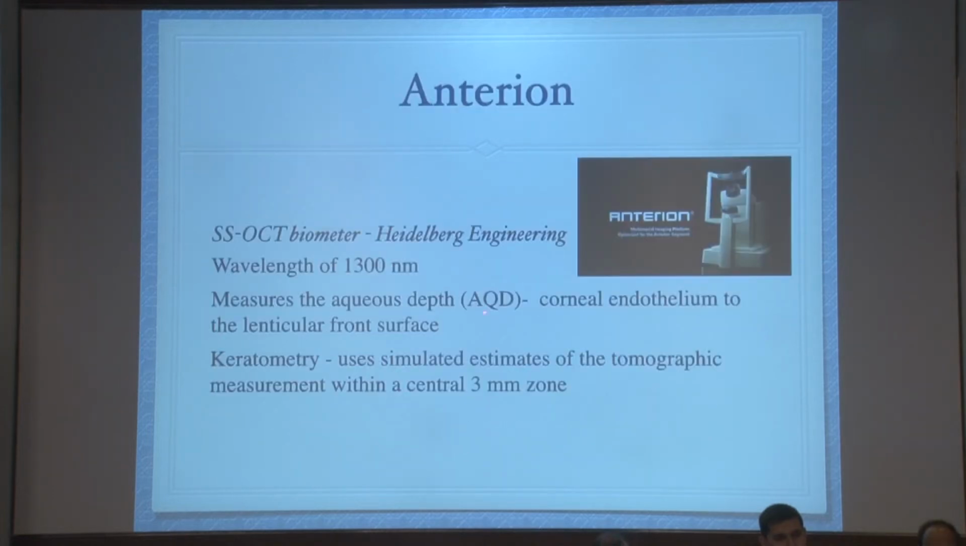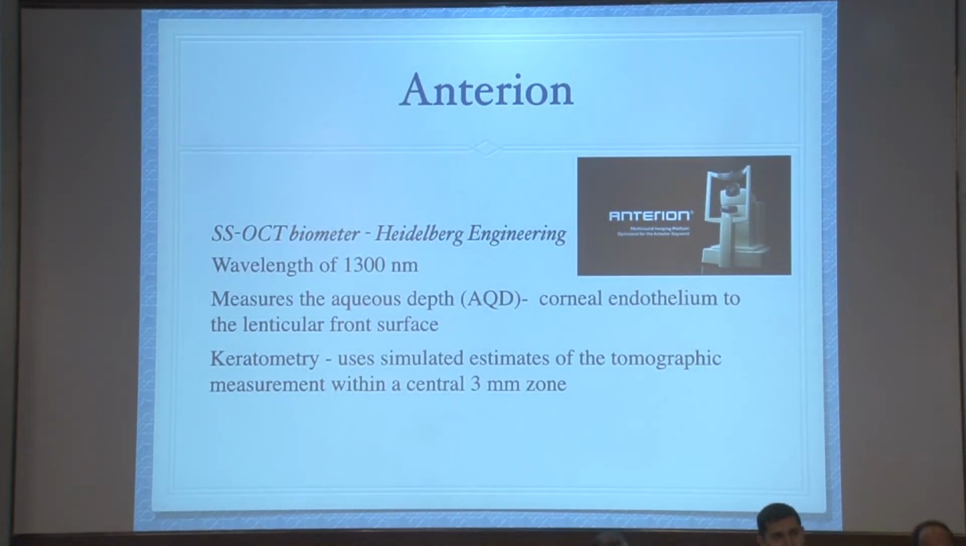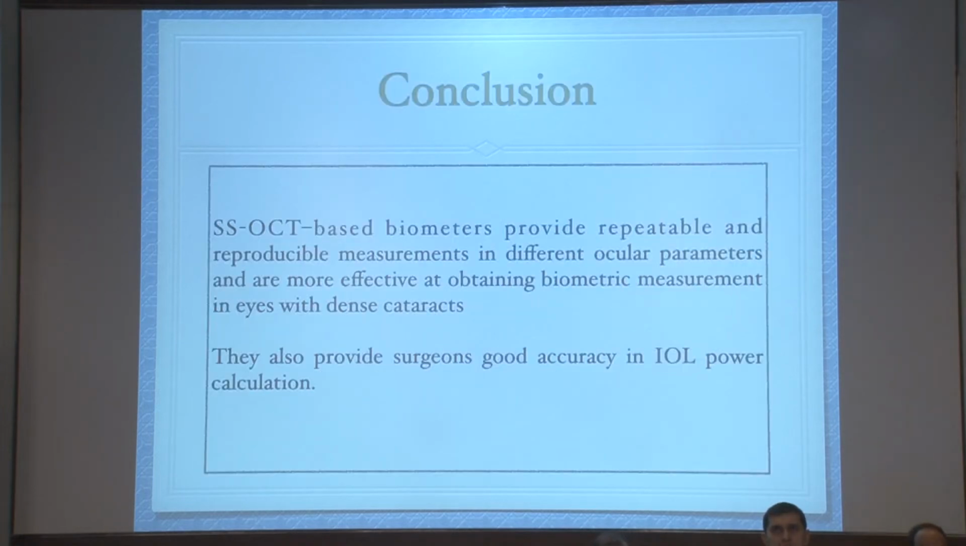And this is the latest from Heidelberg, the Anterion. Anterion is again swept source based OCT, uses a wavelength of 1300 nanometers. It measures the aqueous depth from the corneal endothelium to the lenticular front surface, and again gives keratometry in the central 3 millimeter zone. So we need all these advanced biometers to use the newer formulas which are more predictable, more accurate. They provide repeatable and reproducible measurements in different ocular parameters, and they provide good accuracy in IOL power calculation. Thank you very much.